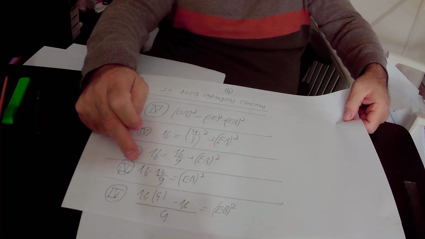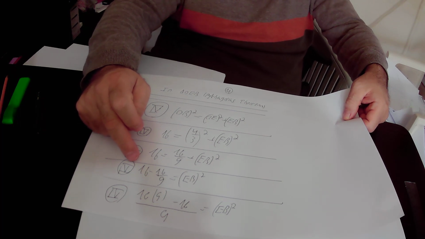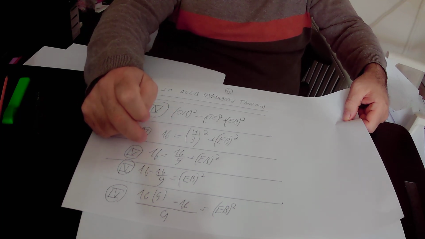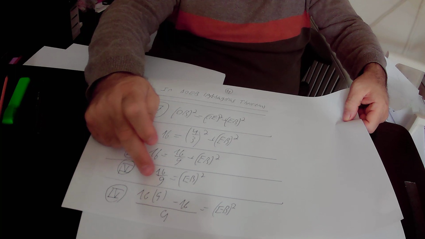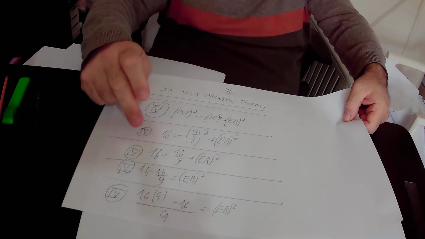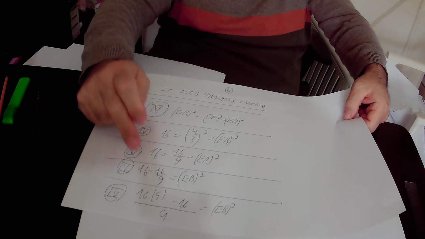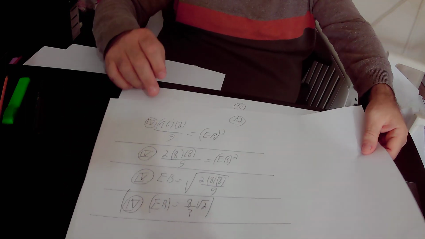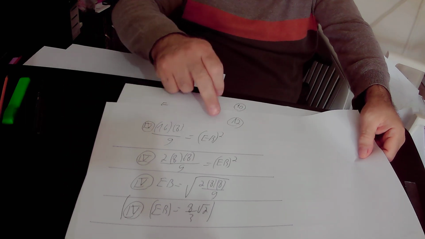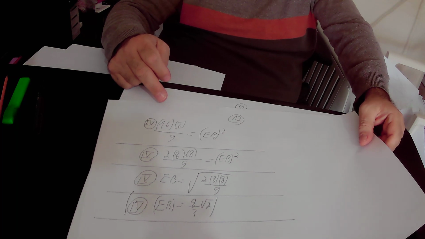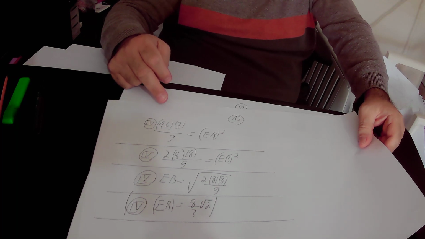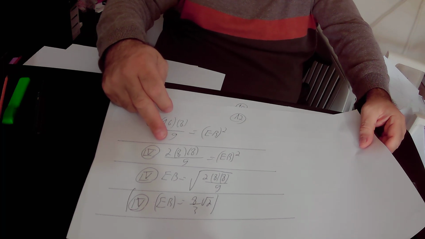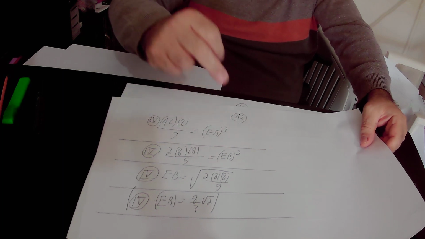Here we multiplied 16 by 9 and then divided it by 9 in order to have a common factor with 16 over 9. So in total we got that 16 times 9 minus 16 over 9 equals EB square, and 16 times 9 minus 16 is 16 times 8. So in total we got that 16 times 8 over 9 equals EB square. We know that 16 equals 8 times 2, so we substituted 16 by 8 times 2, and we got in total that 2 times 8 times 8 over 9 equals EB square.